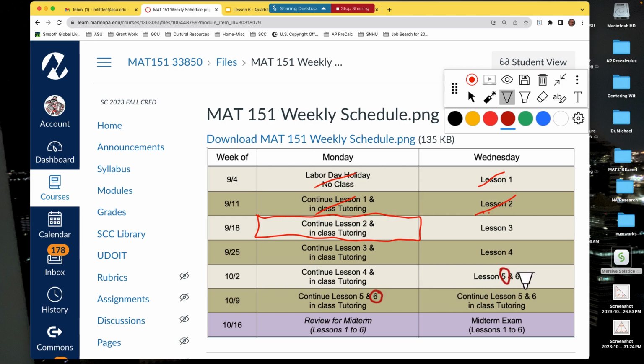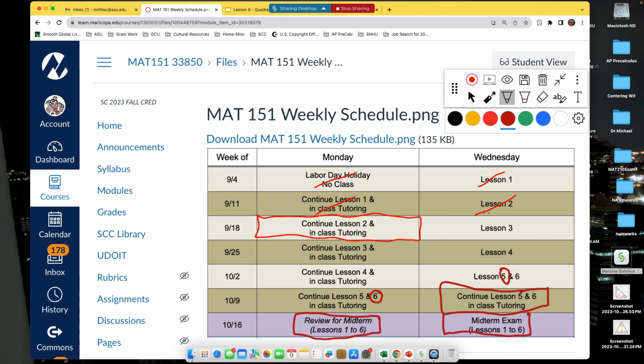And then on Wednesday, we have the opportunity to have our in-class tutored math for both 5 and 6 together. And then Monday, looking ahead, there is a review in Canvas that you can do for the midterm. And then we'll go over that on Monday, work some problems together, all that kind of stuff. And then we'll have our midterm exam on Wednesday next week.